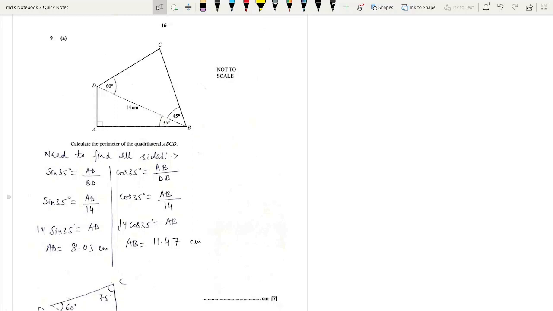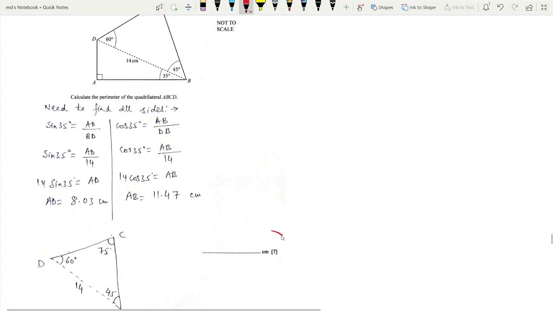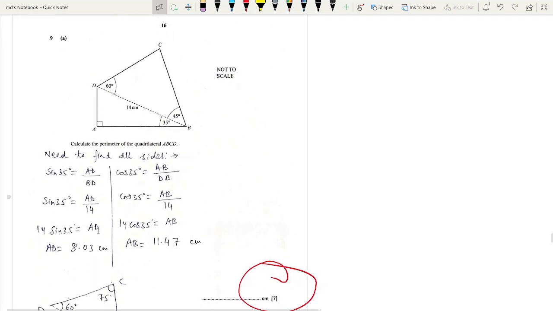Question number 9. This is also for 7 marks. Oh, great. So 2 questions for 7 marks. Let us understand this one. Question number 9. This is a diagram where this is a right angle triangle, 90 degrees available. This is 35, 45, 60. And this hypotenuse is 14.